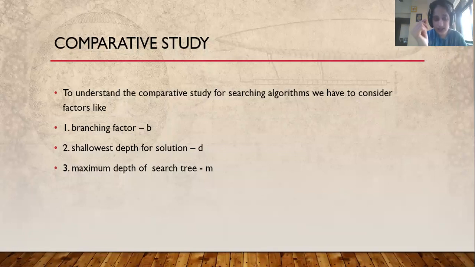And to understand this, what we have to take care of is the branching factor, the shallowest depth for a solution, and the maximum depth of the search tree. The branching factor and shallowest depth for a solution we are considering from the perspective of the state space. The maximum depth of the search tree, again we are considering the state space. Everything we are considering is of a state space. So if an algorithm wants to run on this state space, it will consider the branching factor, the depth, and the maximum depth.